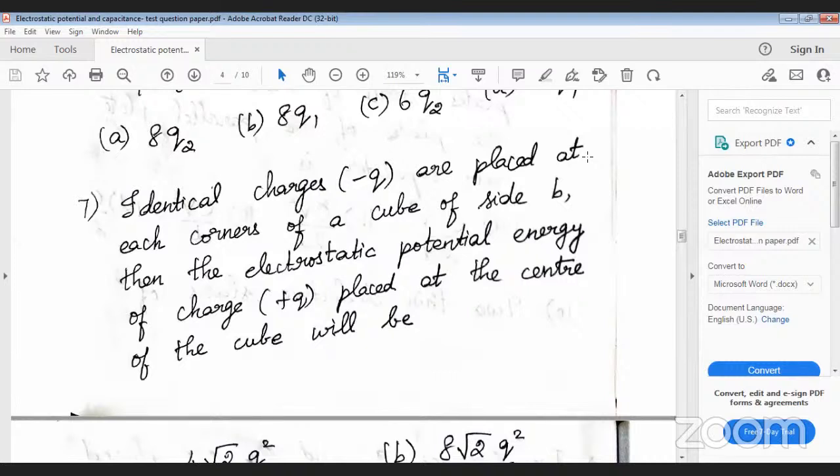From that, what we can understand is that you will be having totally 8 potential energies here. 8 pairs, that is minus q and this plus q, minus q and this plus q, like that you will be having totally 8 pairs. All the 8 pairs' potential energy will be summed up and it will give you the total potential energy. So let us consider that now.